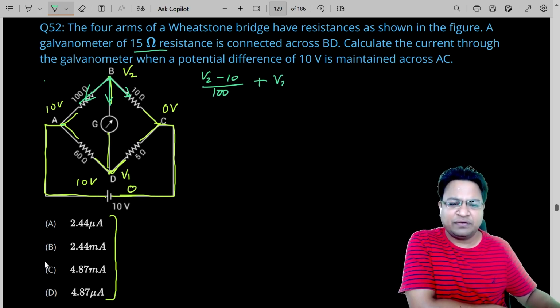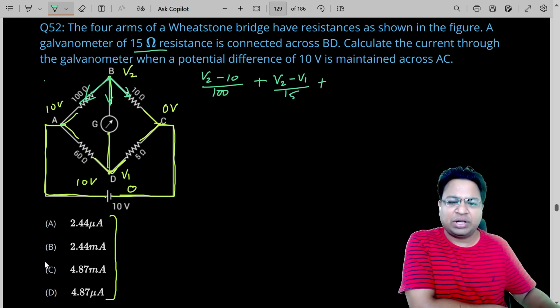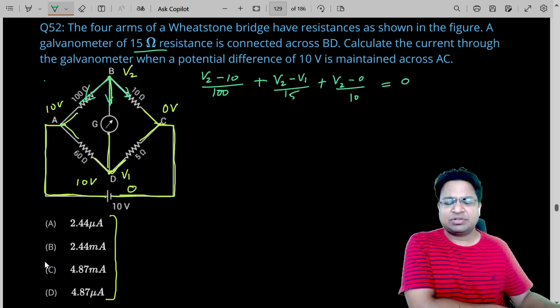So I'm going to write V2 minus V1 divided by 15. And then I'm going to write V2 minus 0, divided by 10. And all of this is equal to 0. Now I need to simplify this.